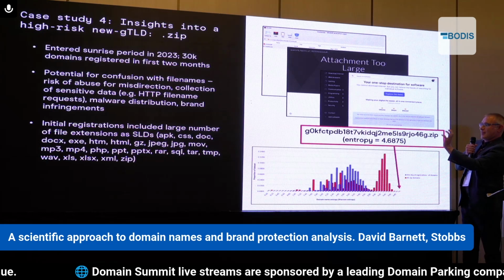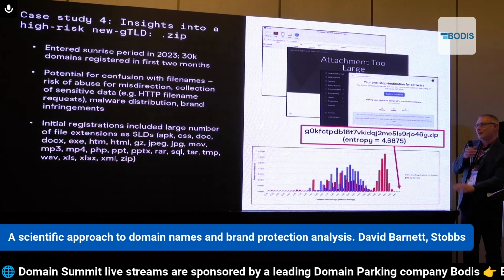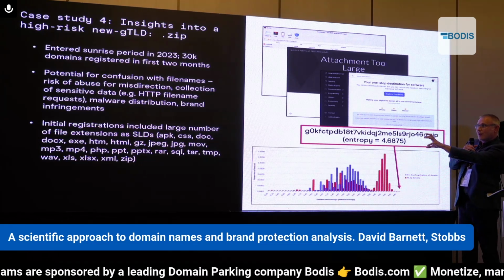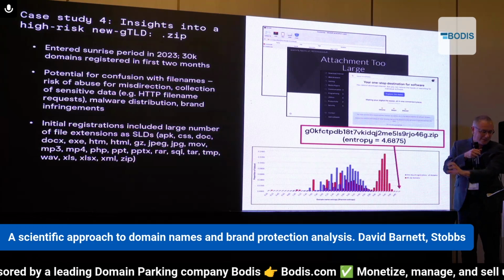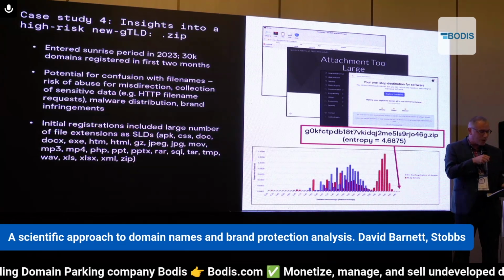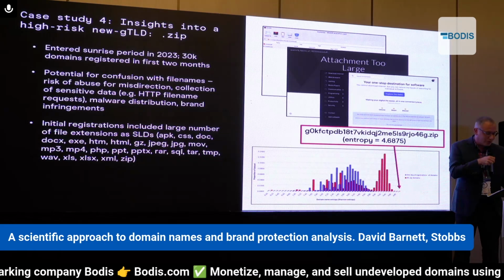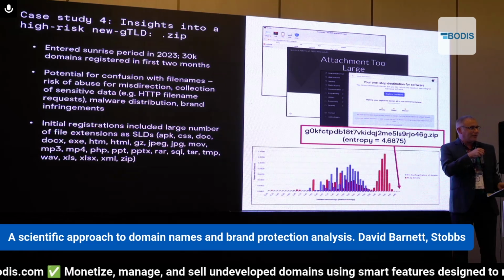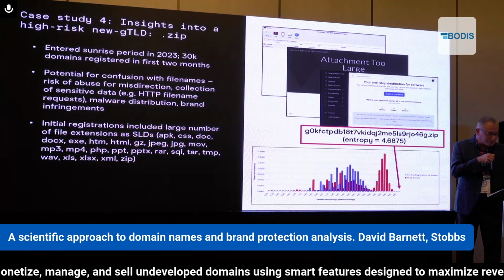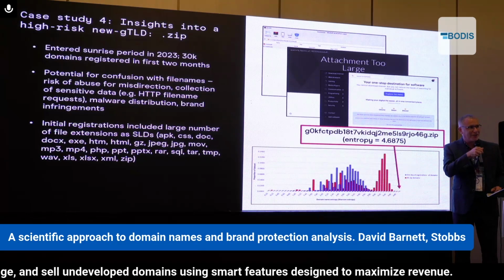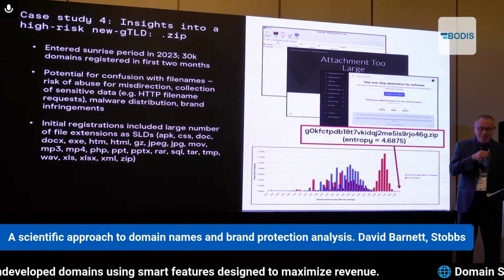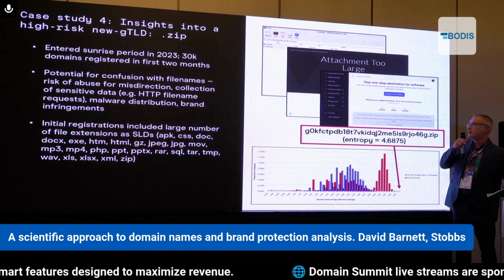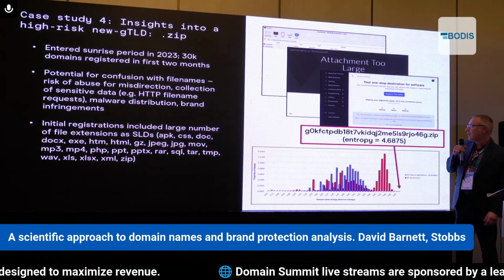What we actually did see is that people had absolutely latched onto this, and we could see that the initial batch of registrations included all of those file name extensions as SLDs, second level domain names. So people were registering things like doc.zip, html.zip, all of these ways of collecting traffic. Sorry, I said com earlier. I meant file name extension, not a domain name extension. What were those domains being used for? A lot of them were being used to distribute malicious content.